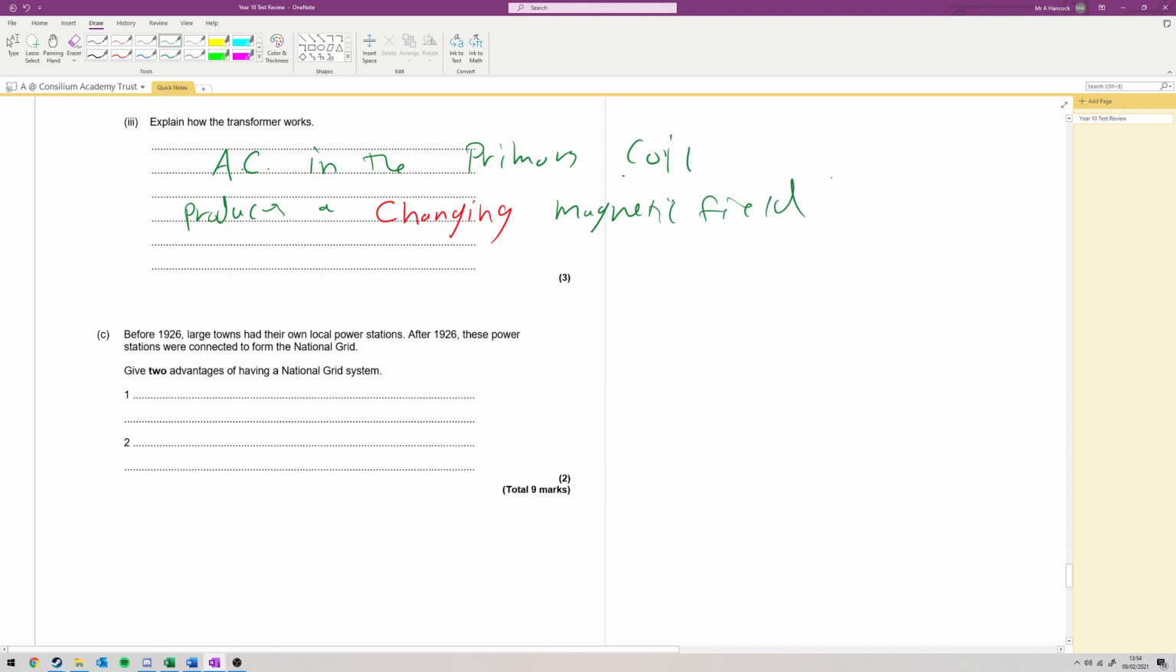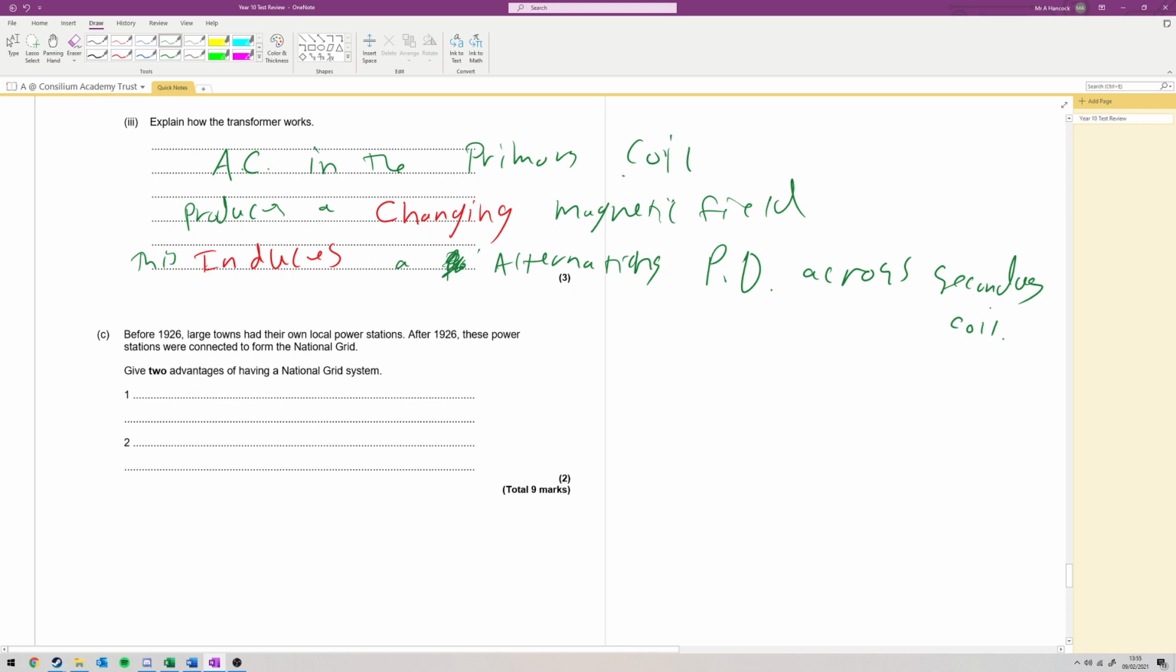If you do not say the word changing, you do not get this mark. This induces an alternating potential difference across the secondary coil. But you can just say this induces a potential. I'm going to write alternating because it's better. Alternating potential difference across the secondary coil. There you go. 3 marks.